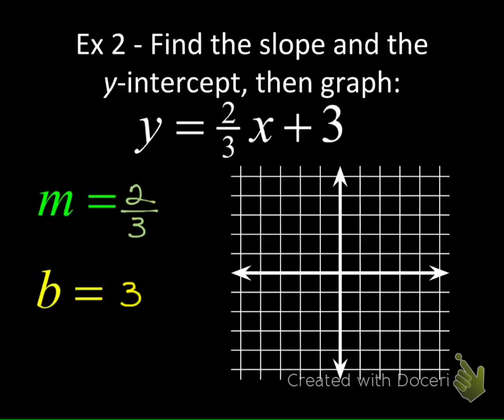When you go to graph this now, the first thing you graph is your y-intercept. So if I'm going to graph my y-intercept, my first point that I plot should be on which axis? Which axis am I going to plot this on? Yeah, the y.